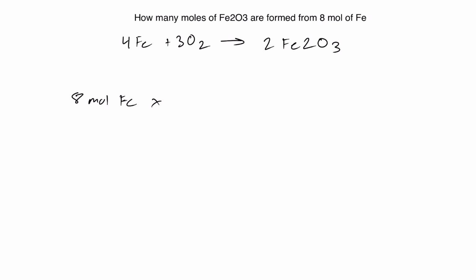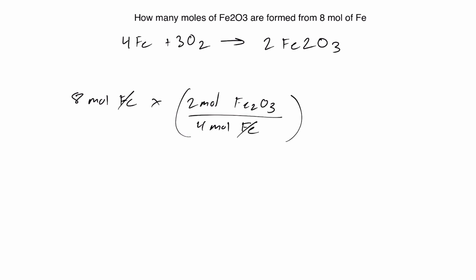times our unknown on the top, which is the Fe2O3, which is 2 moles. So 2 moles of Fe2O3 over our known on the bottom, which is going to be 4 moles of iron. We'll see here that the Fe units are going to cancel. 8 times 2 over 4 is equal to 4 moles of Fe2O3.